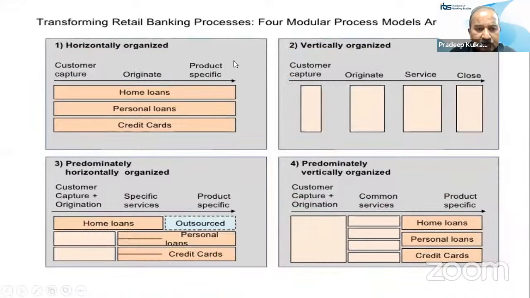Now you see here, in a horizontally organized model, what happens? Customers are captured, home loans are given. Customers are captured, personal loans are given. Customers are captured, credit card is given. Now, in case the same thing happens in a vertically organized model, what will happen? For a home loan customer, data is automatically available, and he will be used for credit card also. Is it clear? So that is the way vertically organized versus horizontally organized works.